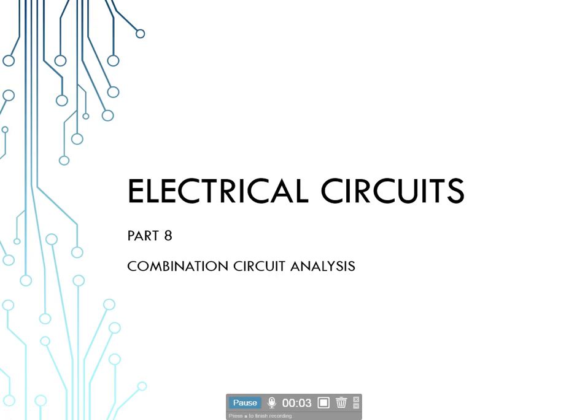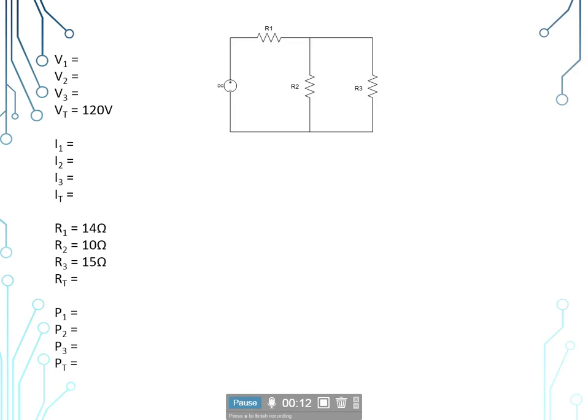Hello, this is Electrical Circuits tutorial series, part number 8, and we'll be doing a combination circuit analysis. So we're going to use a simple combination circuit. And the first thing that we have to do is find out which is the parallel portion and which is the series portion of this circuit.